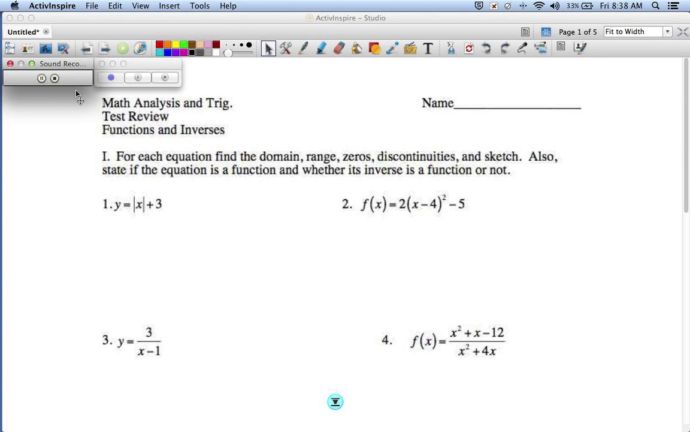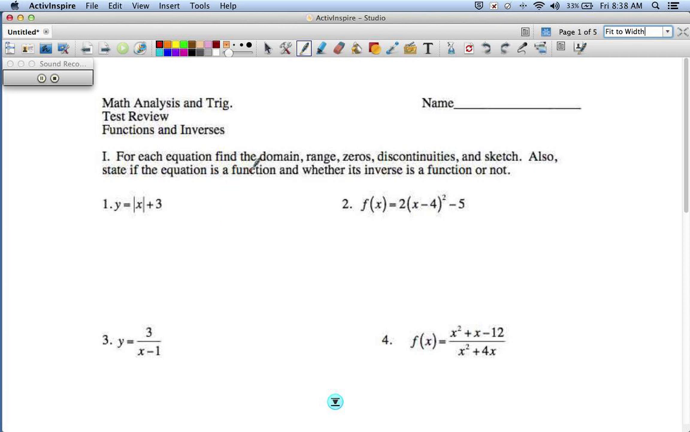This is going to be the answers to the review sheet that you received in class, review for your test on Chapter 4, which is functions and inverses. So we will proceed going through the problems. If at any point you don't have a question on a problem, feel free to just skip forward and fast forward to the problems you need.